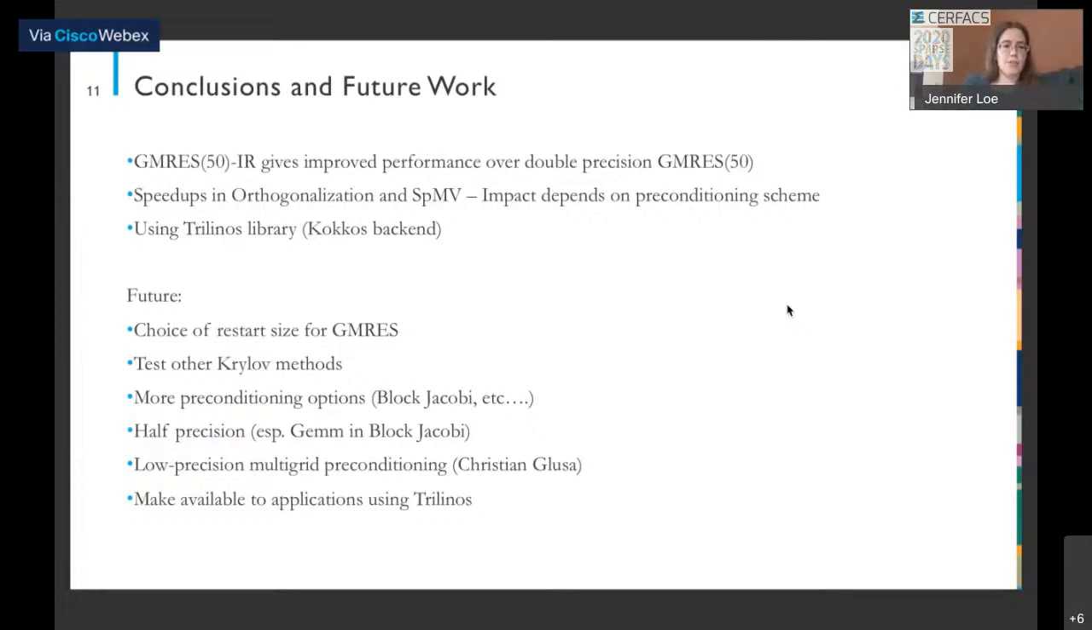So in the future, we'd like to spend more time looking at the choice of restart size for GMRES and how that affects the convergence of the iterative refinement solver. We'd like to test other Krylov methods, perhaps CG or MINRES or BiCGStab. We're looking at more preconditioning options, more parallelizable preconditioners such as block Jacobi. Kokkos is building support for half precision, so we also want to test half precision in our iterative refinement solvers. And there's also work by Christian Glusa investigating some low precision multigrid preconditioning.